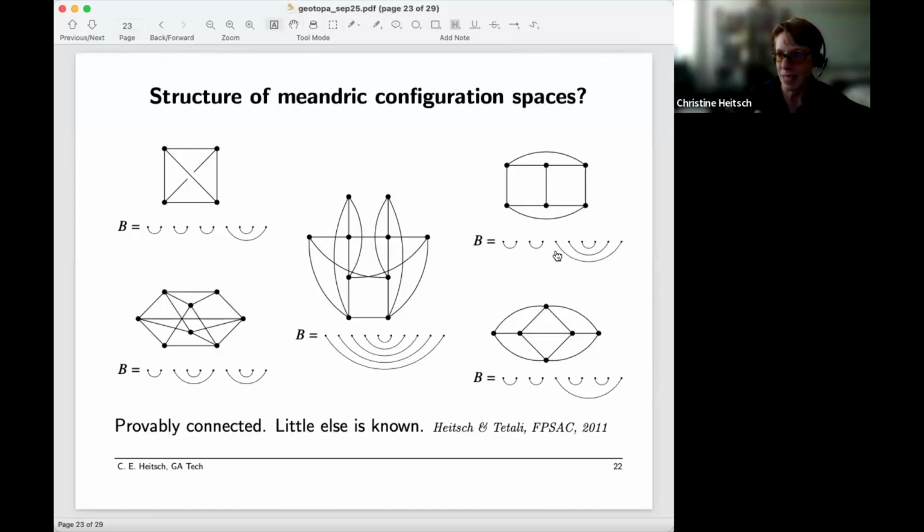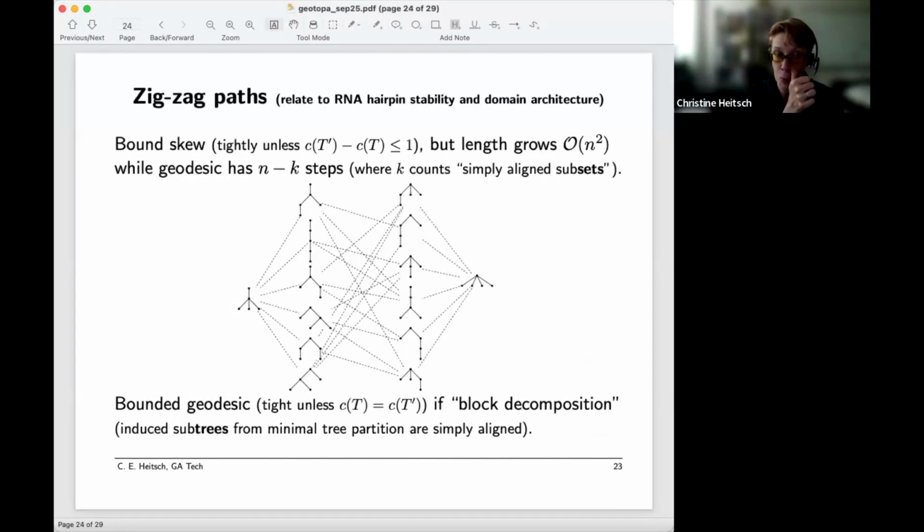So these meander graphs are provably connected, but very little else is known, and they might provide additional information, both in terms of the maximally different RNA branching configurations, as well as this long-standing open problem of trying to enumerate meanders. So we've wandered pretty far away from RNA secondary structures. We'll start making our way back.